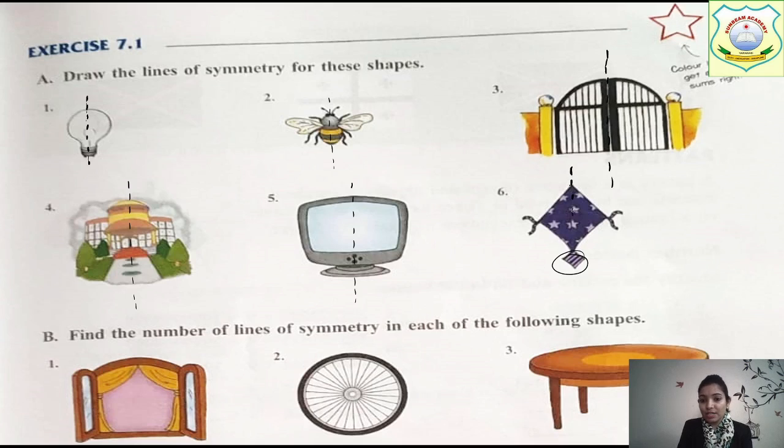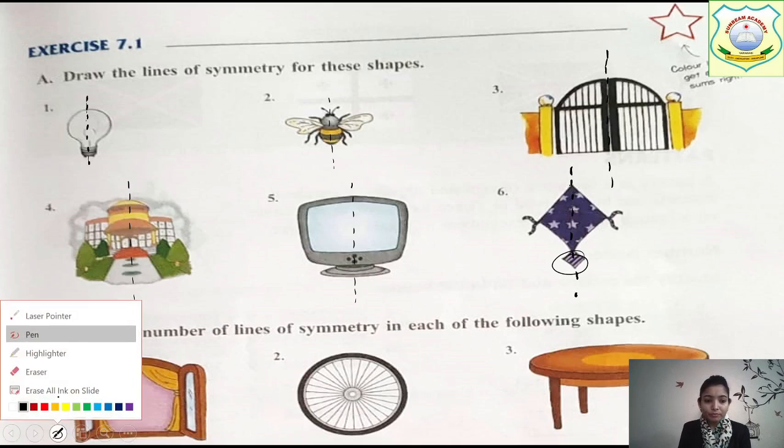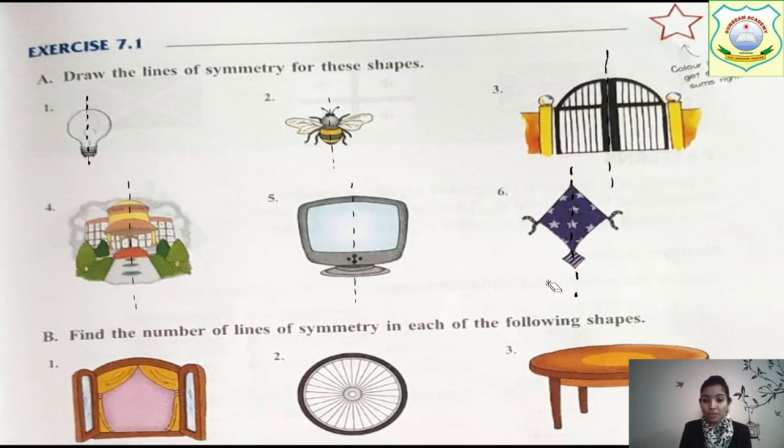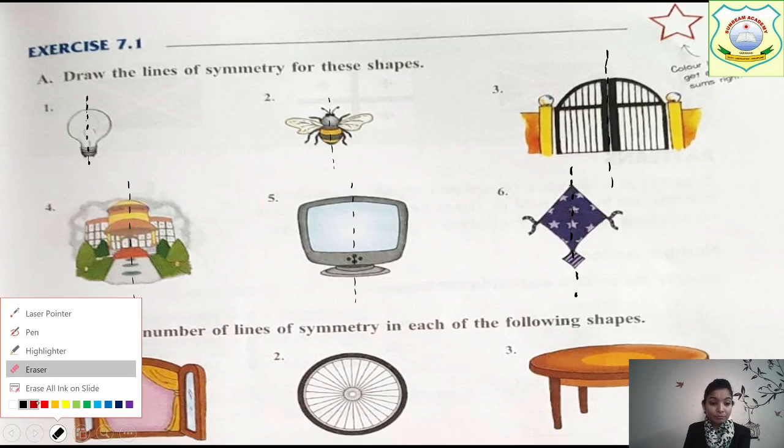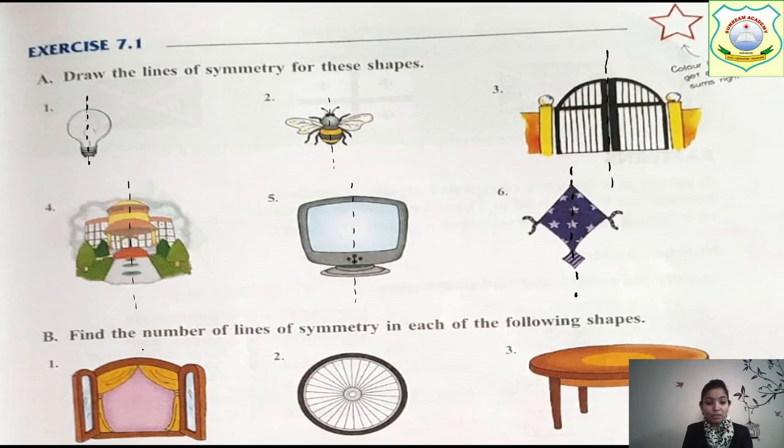You need to use scale and pencil, remember that, students. Okay. Now after doing question number 1A, we need to do question number B. In question number B, the question is saying find the number of lines of symmetry in each of the following shapes. You need to tell how many lines of symmetry there will be in these shapes.